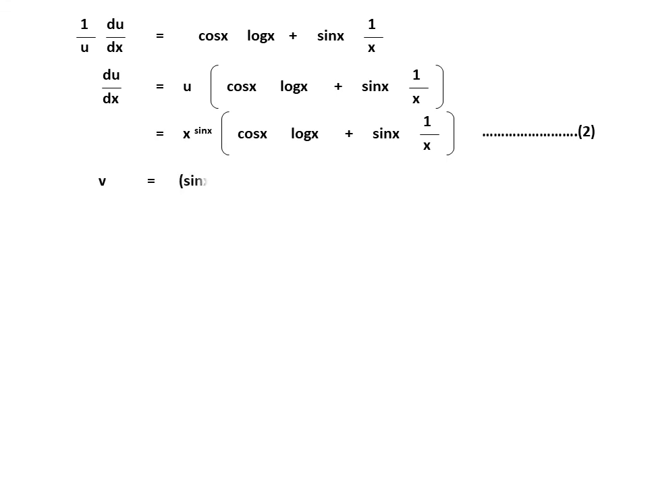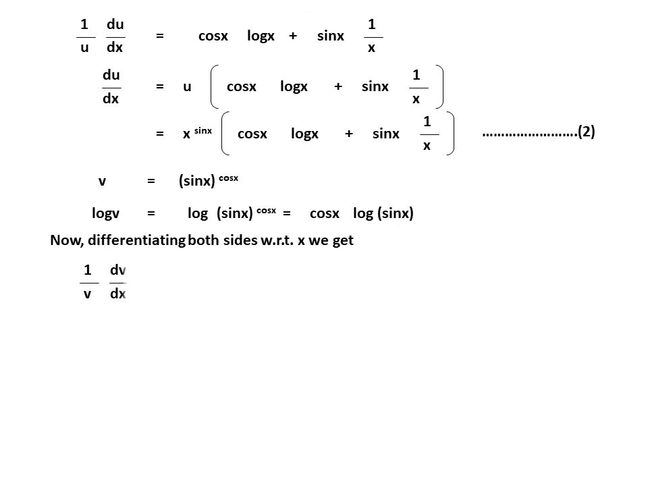This is 2. Second one, same thing: v equal to sin x to the power cos x, log v will be equal to log sin x to the power cos x, that is cos x into log sin x. Therefore once again differentiate: 1 by v dv by dx on the left side, then differentiation of cos x into log sin x, product rule, d by dx of cos x into log sin x plus cos x as it is into d by dx of log sin x.